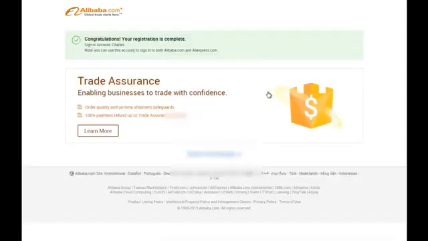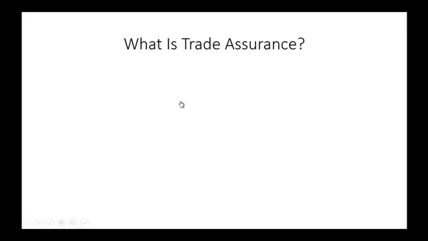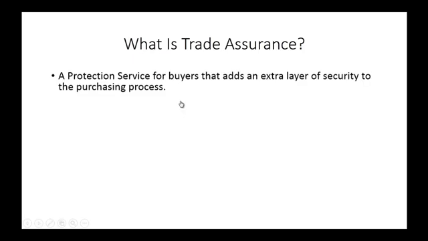We're now going to be asked if we want to be part of Trade Assurance, and you're going to click a Learn More button here. So let's talk a little bit about what Trade Assurance is. Trade Assurance is basically a protection service for new buyers and actually experienced buyers that adds an extra layer of security to the purchasing process on Alibaba. And of great benefit, the service is actually free.